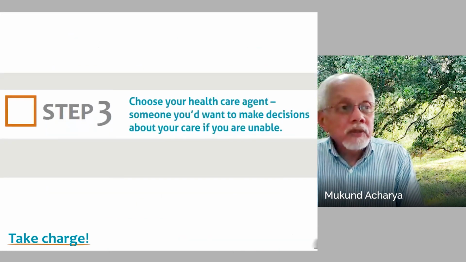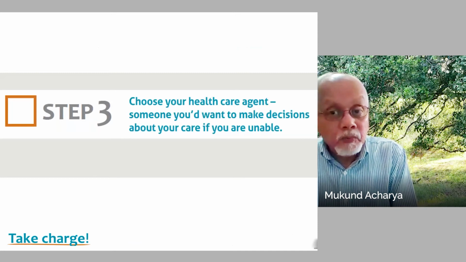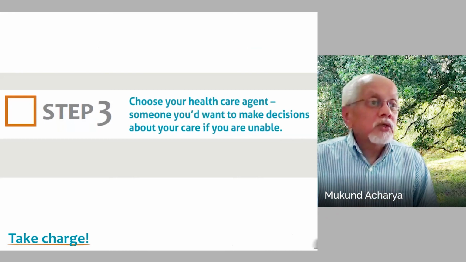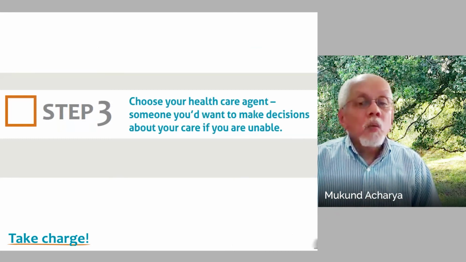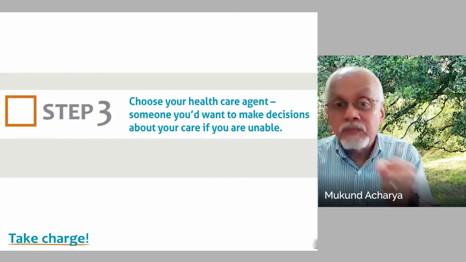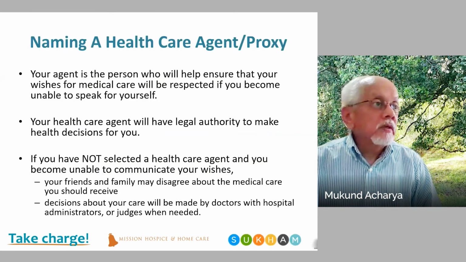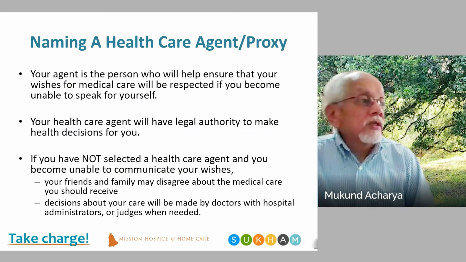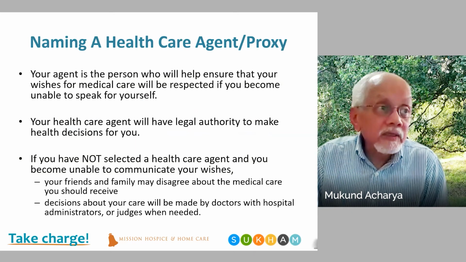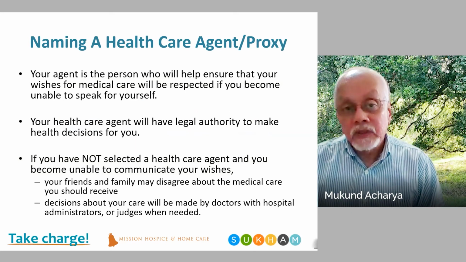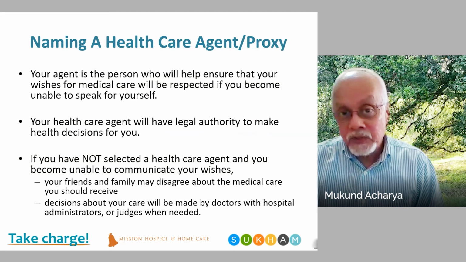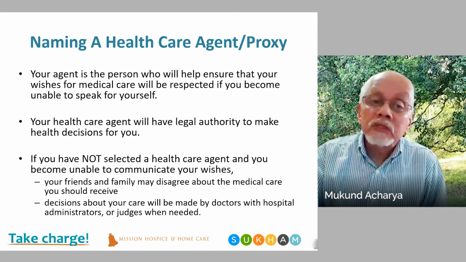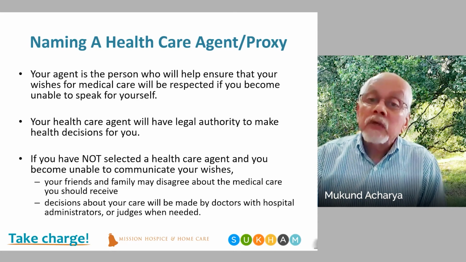All right, now we're on step 3. We're approaching the surface. We're not yet there to see the tip of the iceberg, right? Choosing your healthcare agent. How do you pick the person who's best suited to this, right? So naming that healthcare agent or proxy, this is the person who will ensure that your wishes for medical care will be respected if you become unable to speak for yourself. You notice that it's not a person who simply speaks for you, but will help ensure that your wishes are honored. They're going to stand up for you.